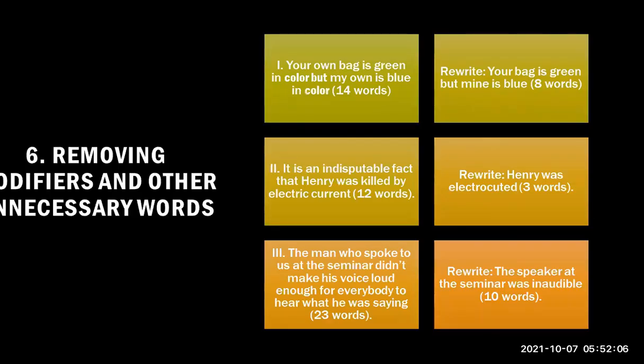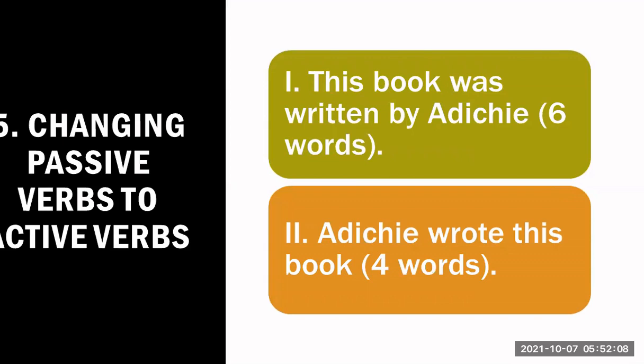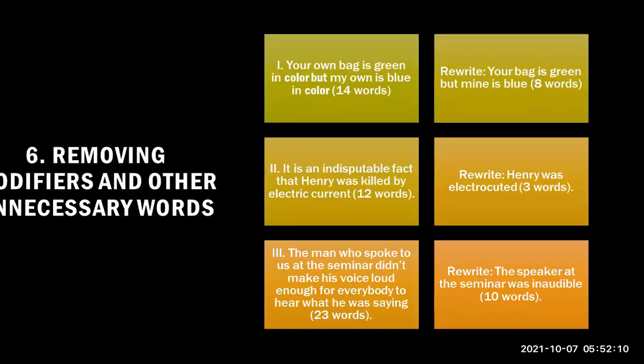Then method number 5, yes, we have seen number 5. Then the last method, which is method number 6, is removing modifiers and other unnecessary words. Even though we earlier saw that, we have to look at it further. Now let's look at 3 different examples.